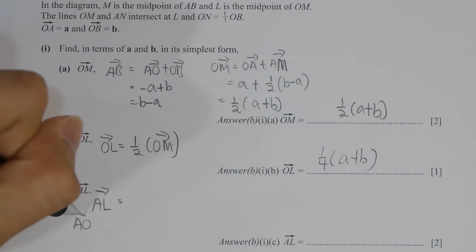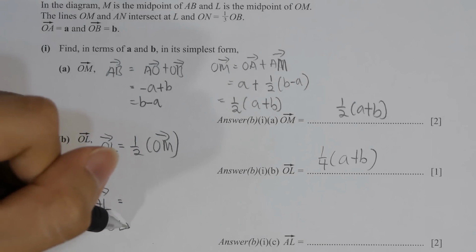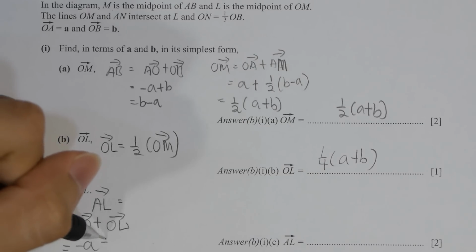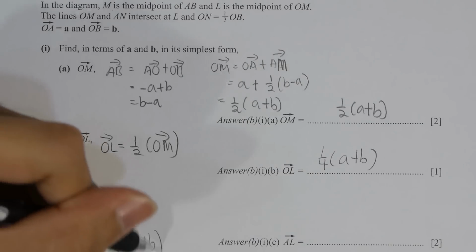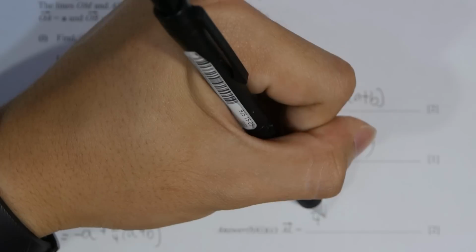For question C, to find AL, AL is actually AO plus OL. So it's negative a plus 1 over 4 (a plus b). So the answer will be 1 over 4 b minus 3 over 4 a.